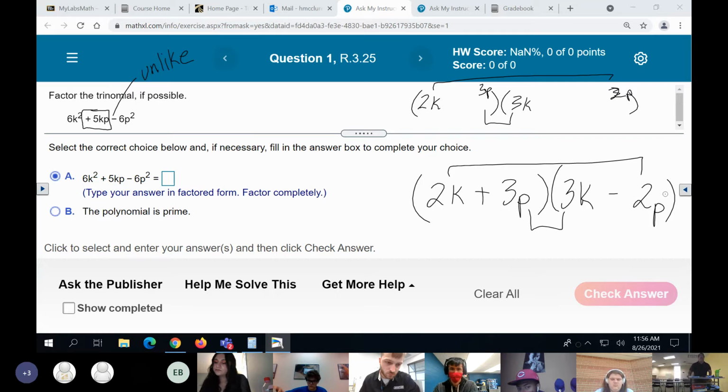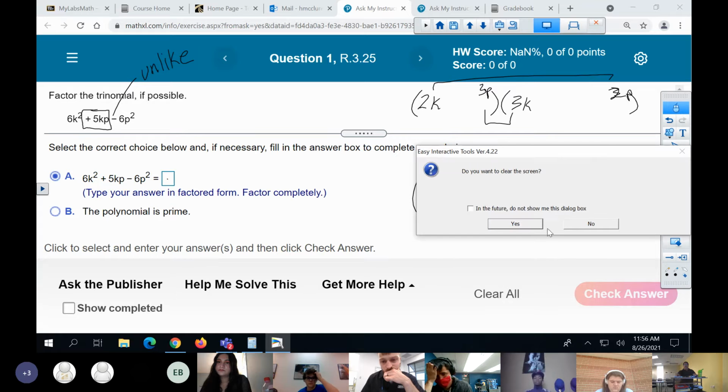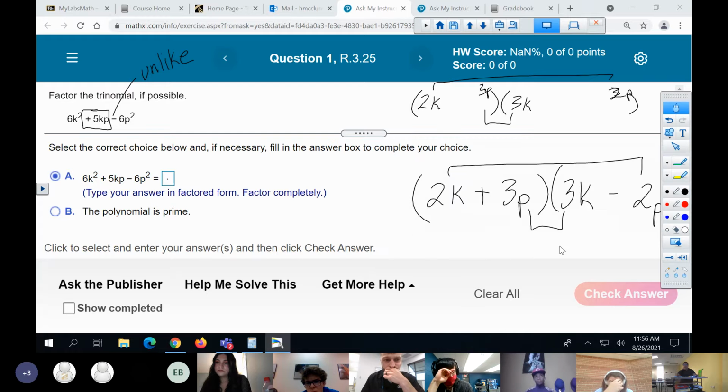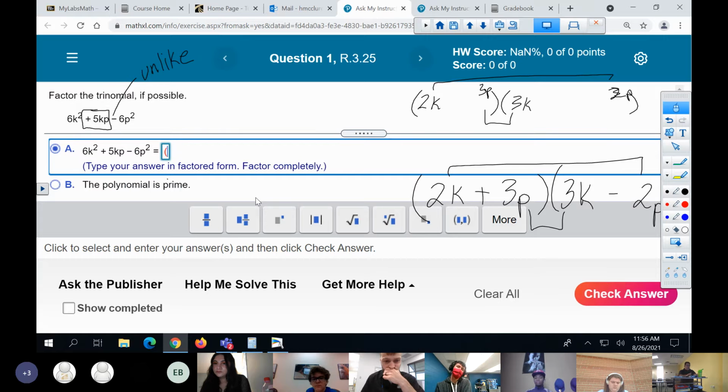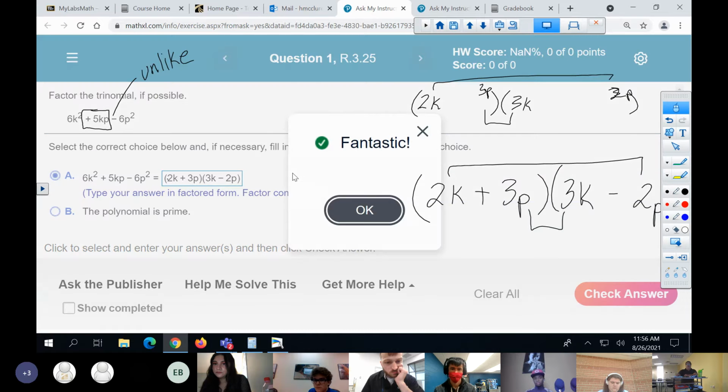Sorry about that. I forgot one of the combinations. So let's go with 2K. Well, 2K plus, hold on a second. 2K plus 3P, okay. 2K plus 3P. 2K plus 3P. And 3K minus 2P. And try that. All right.